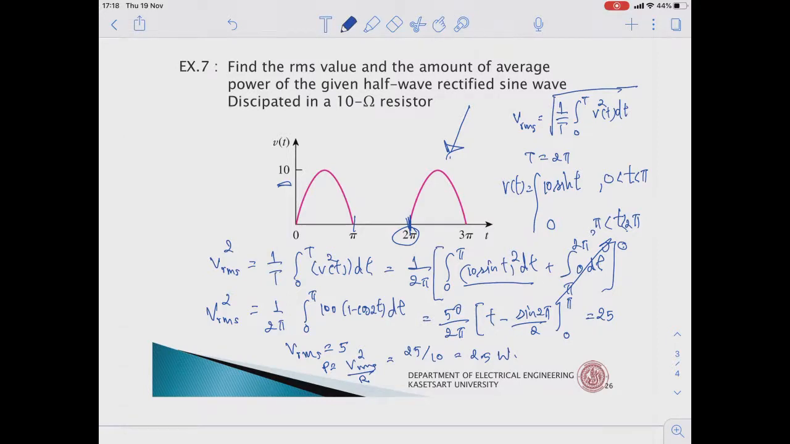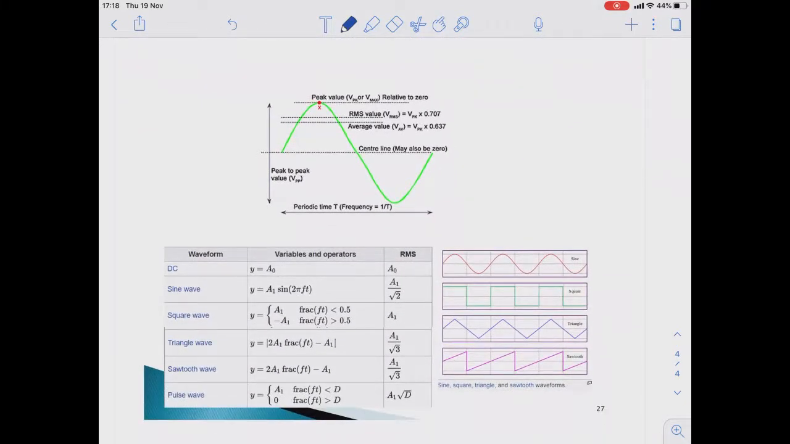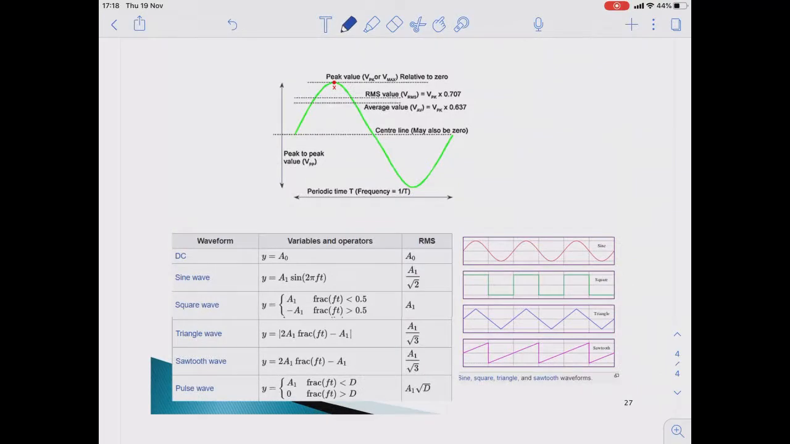And the last slide, I just want to show you the important terms of all the sine wave. So for any sine wave, we will have peak value V peak, and we often use it as Vm or Vmax or Vp. And then we will have V peak to peak, which is equal to twice of V peak.